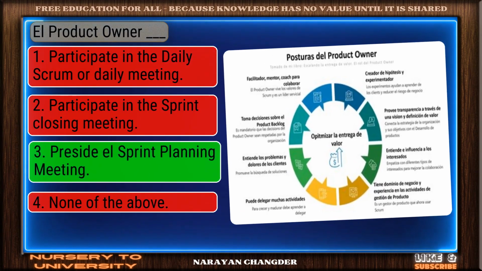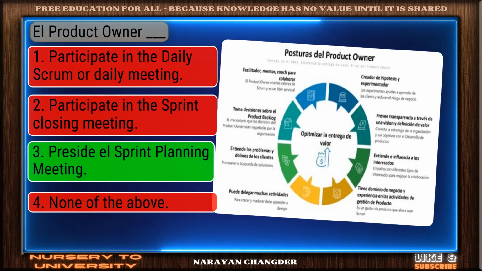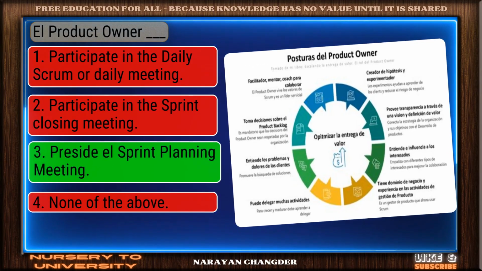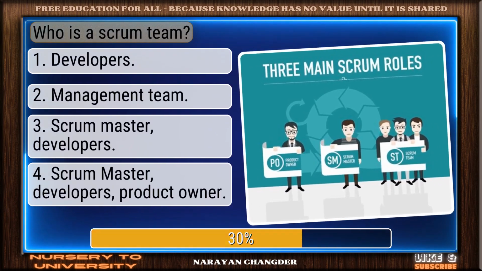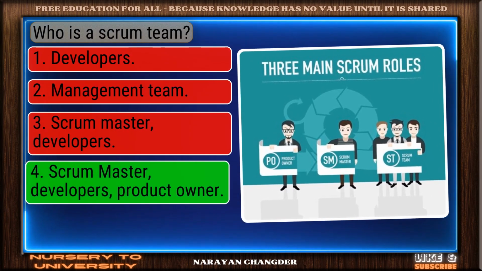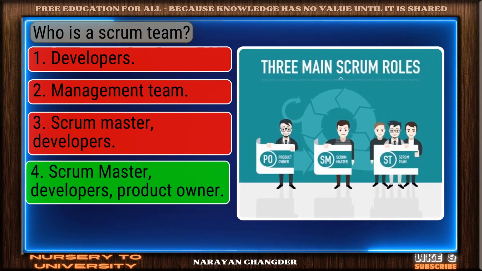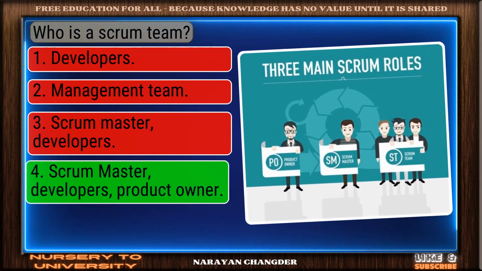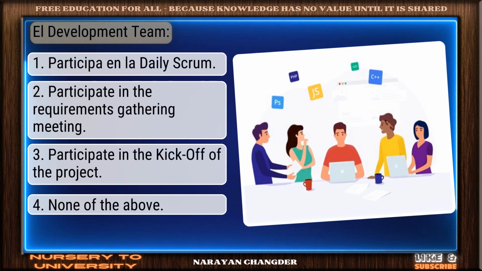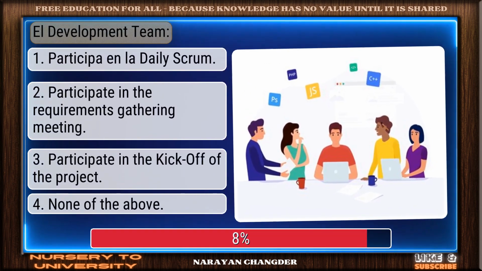You chose preside over the sprint planning meeting, and it is correct. Question number 68. Who is a Scrum team? Excellent. Scrum Master, developers, product owner is a brilliant choice. Question number 69. The development team?